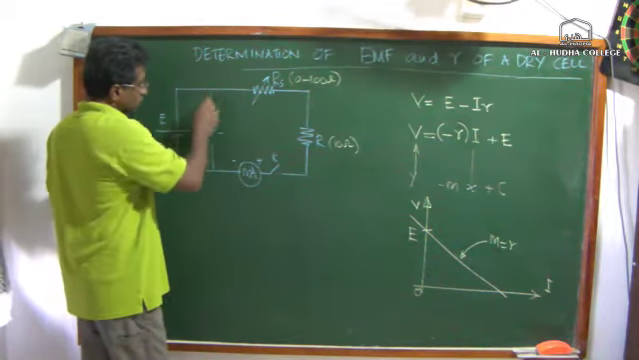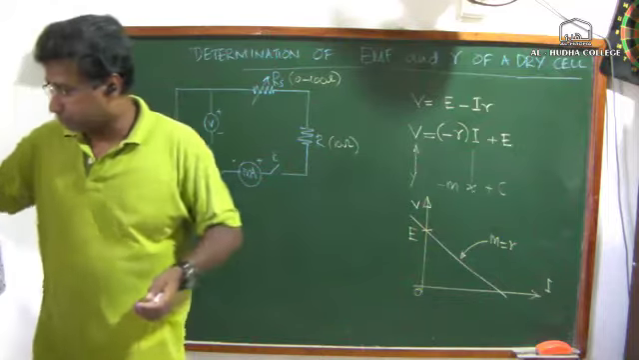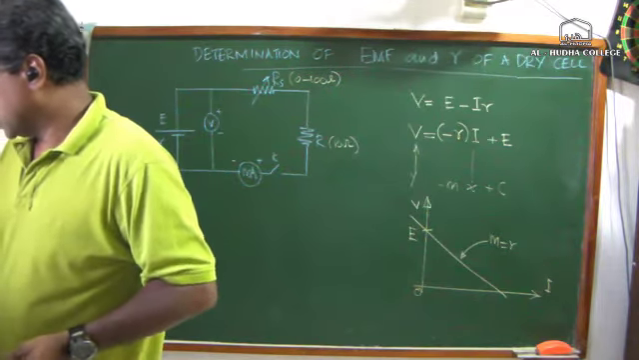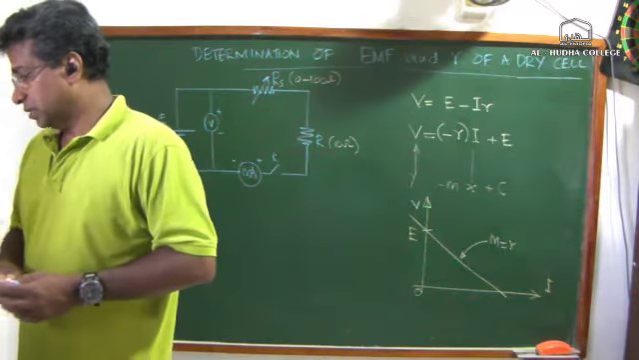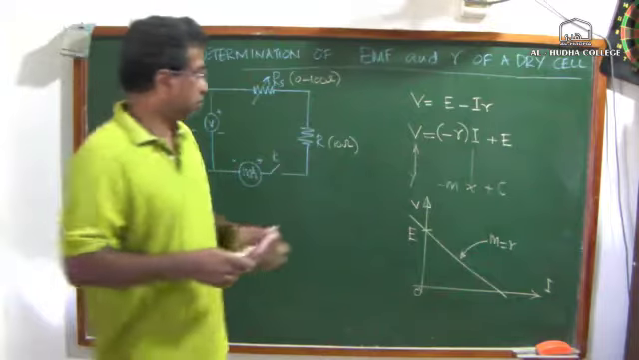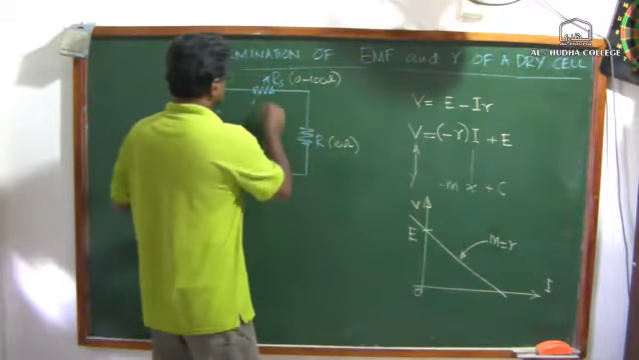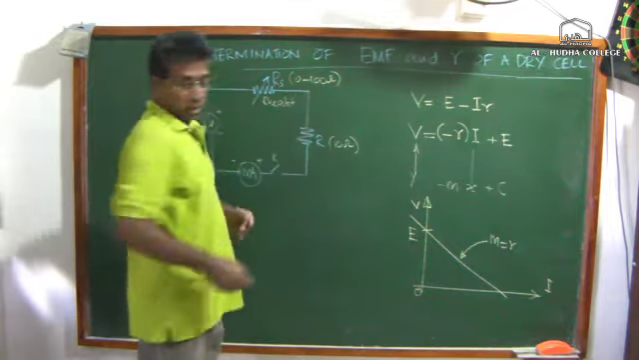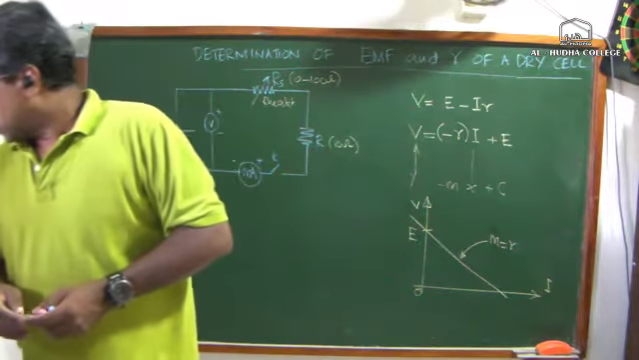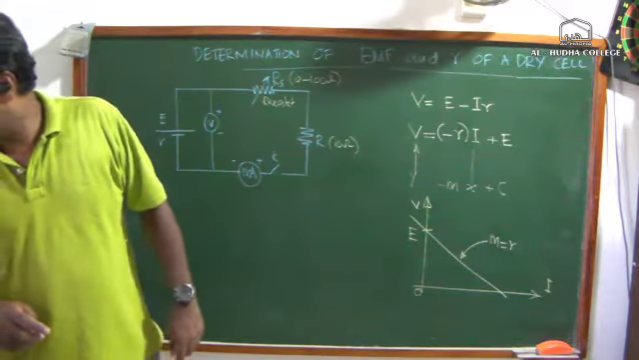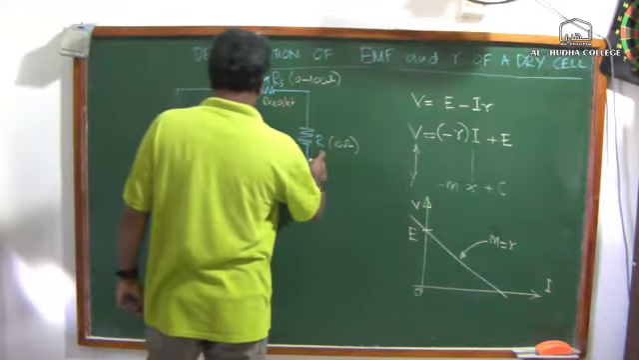Then they say the apparatus given are a dry cell, a milliammeter, a digital voltmeter, a rheostat. Now this variable resistor is a rheostat. A tap key, and connecting wires and a 10 ohm resistor. This is a 10 ohm resistor.